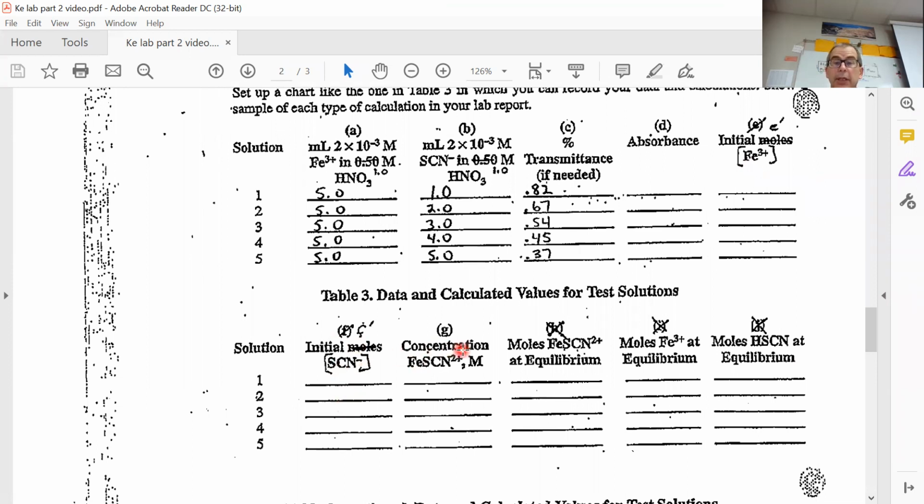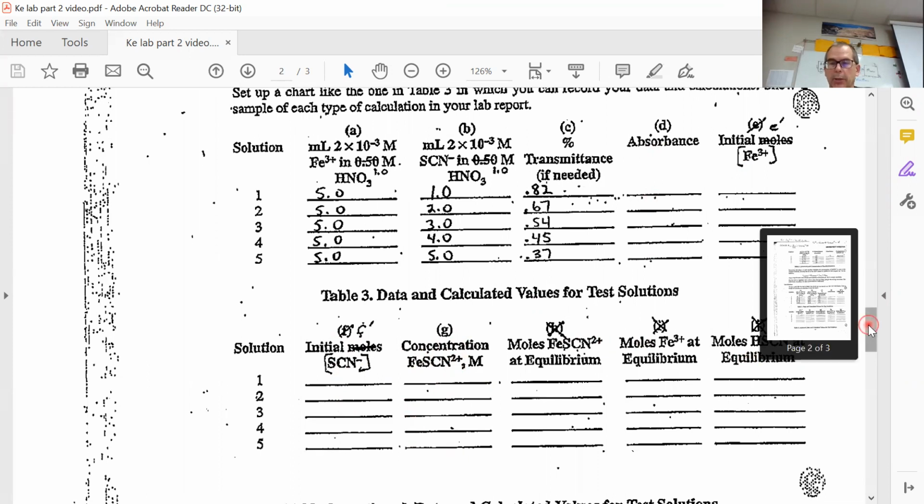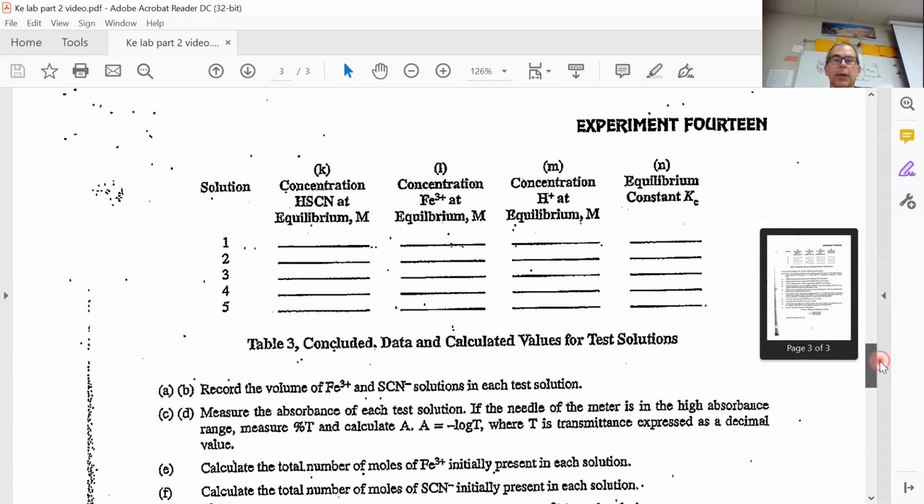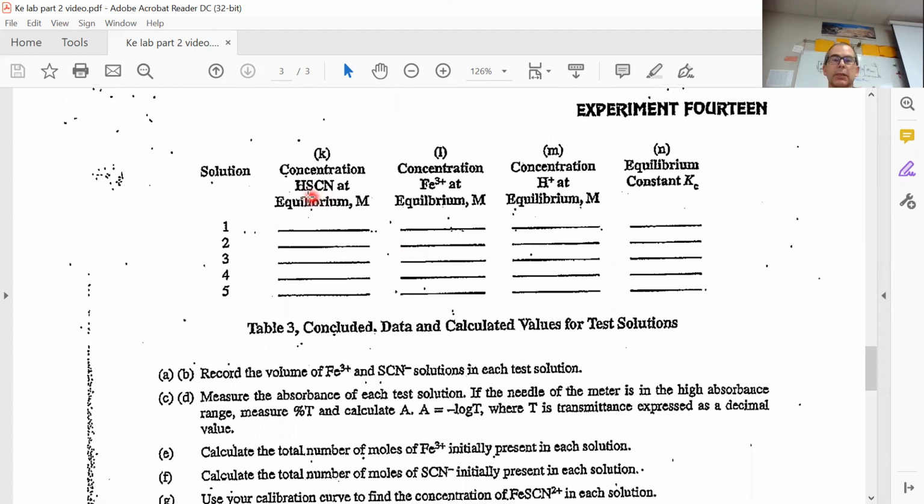The final concentration of FeSCN+2, you're going to find by looking at your absorbance and comparing it to concentration using your calibration curve from part 1. So that's how you're going to get this data piece. And then these really get canceled out with our shortcut. But notice these are the concentrations of the SCN- and the Fe+3, but this time at equilibrium. So you're going to have to do an ICE box for each of these to figure out what these are right here.